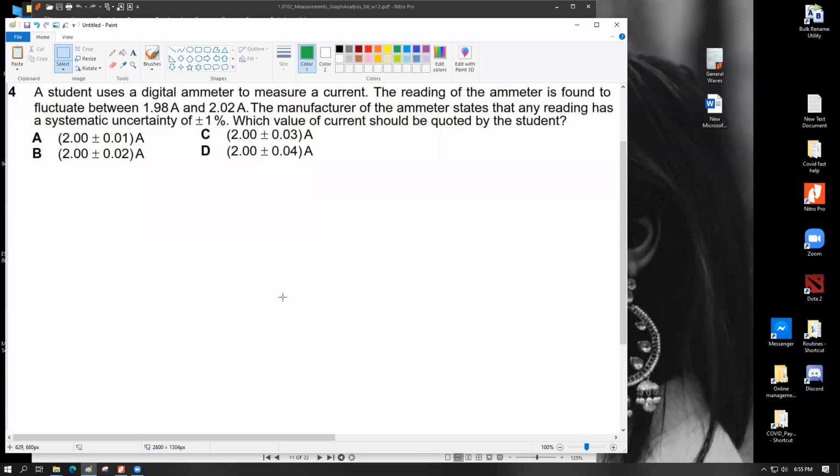So how do we approach this problem? First thing first, what would be the average value of the current?